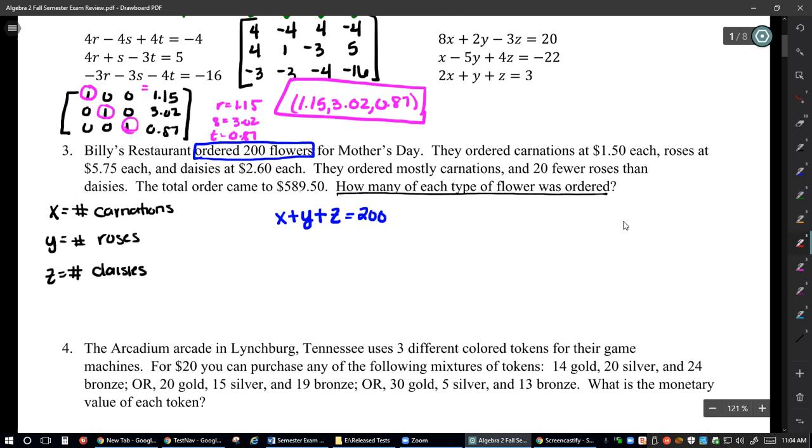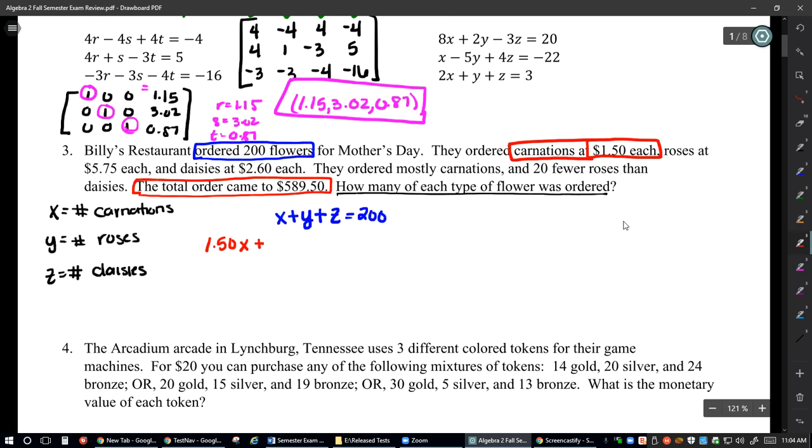The second total that we have in this problem is the order. So the total order came to $589.50. This is where the value comes in. So not only do I care about the number of flowers, I also care about their total value. And so for the carnations, those were each $1.50. So we're going to have 1.50 times the number of carnations we ordered.